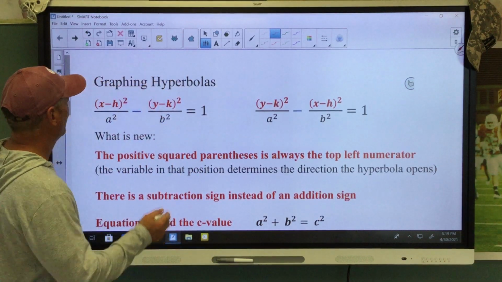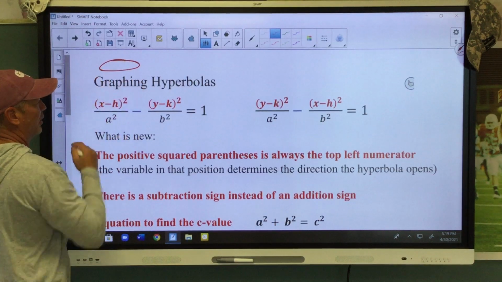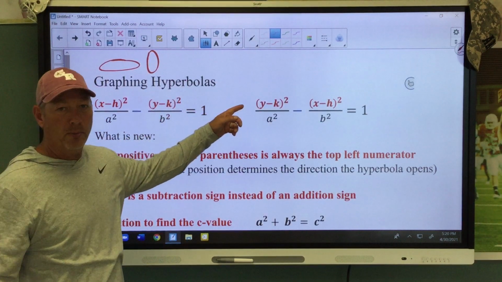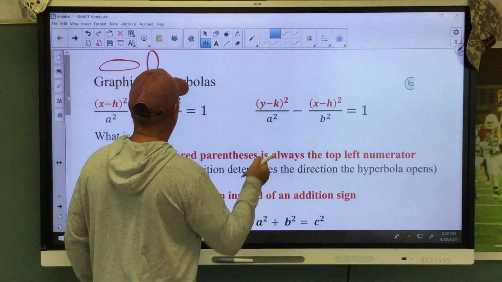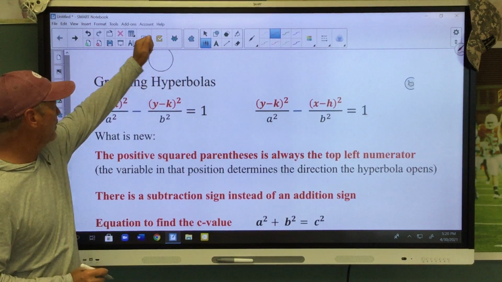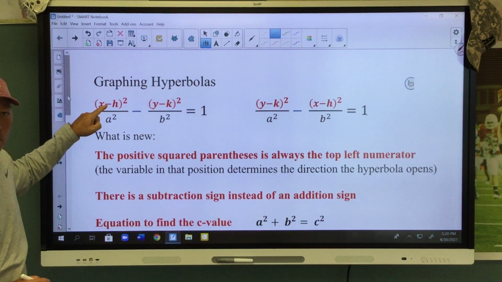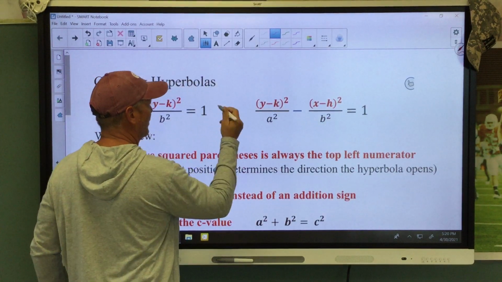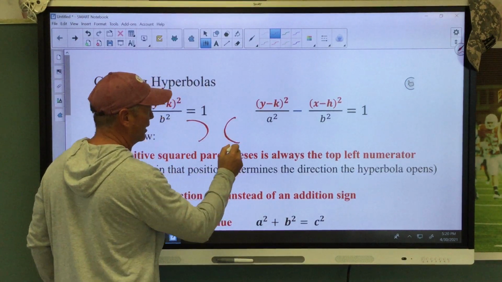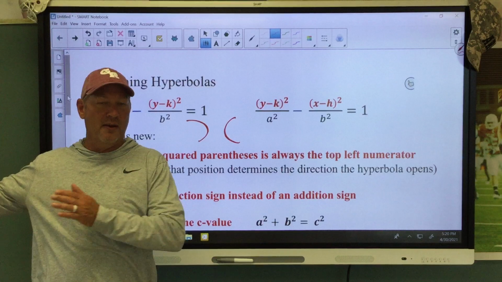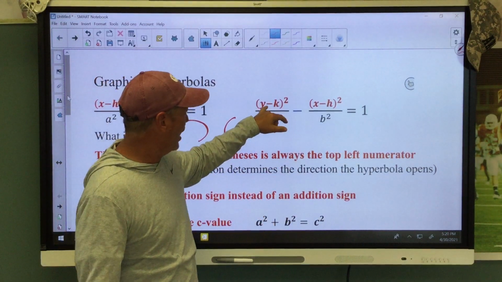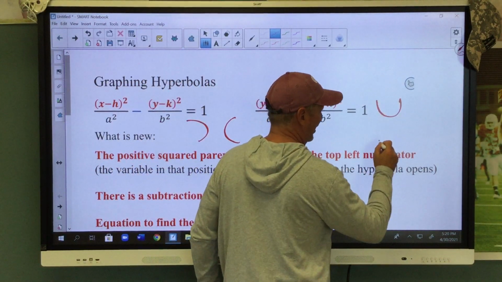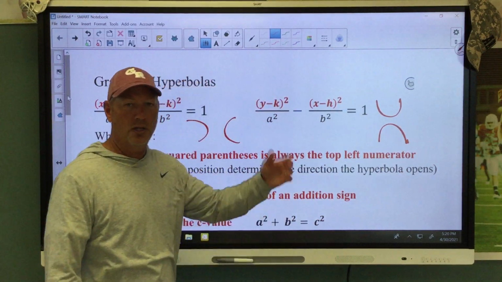When we did an ellipse, we had shapes that could open and be stretched horizontally and stretched vertically. But the shape of a hyperbola can be this. If I have an x in the top left numerator, my graph will open to the left and right, just like the x-axis opens up left and opens up right. If I have a y in the top left numerator, I have a graph that's going to open up and down, just like the y-axis runs up and down.